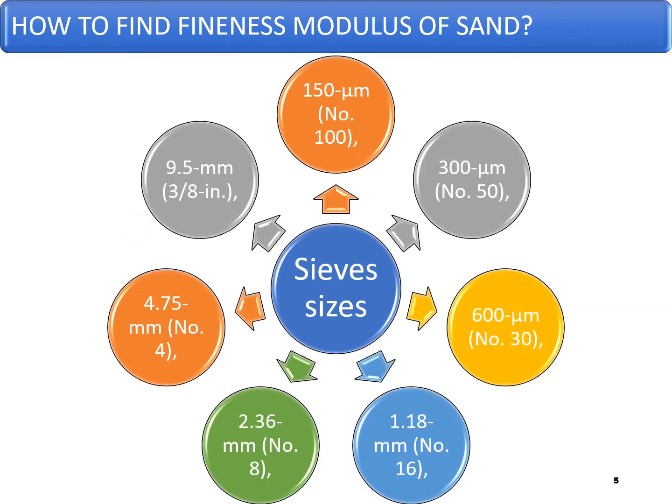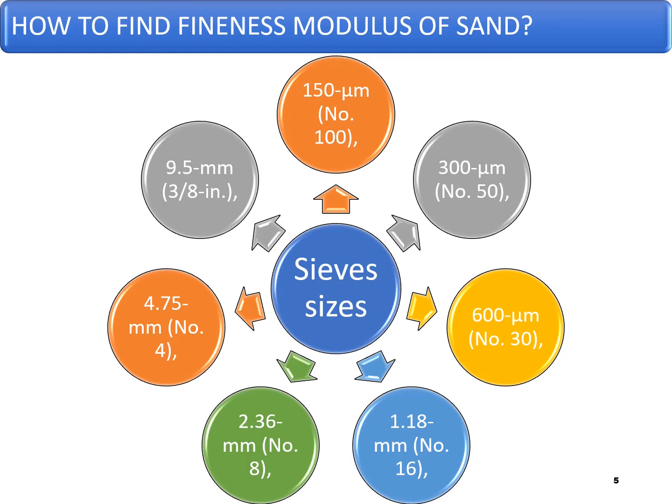When we talk about the fineness modulus of sand in particular, sand is generally graded between the sieve set of 10 millimeters to 150 microns. That is 150 microns, 300 microns, 600 microns, 1.18 millimeters, 2.36 millimeters, 4.75 millimeters, and theoretically 9.5 millimeters, or 10 millimeters when you consider specifically the IS 383 grading for zone 1, zone 2, zone 3, and zone 4 type of sand.